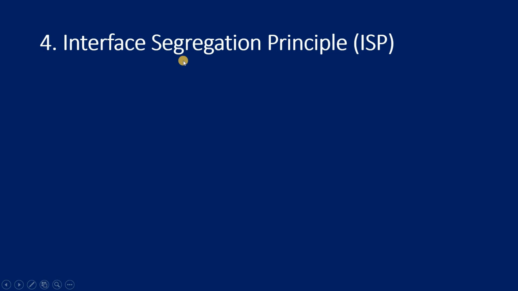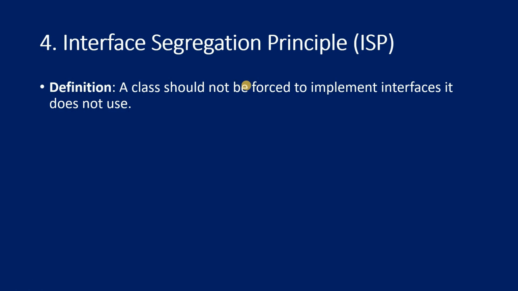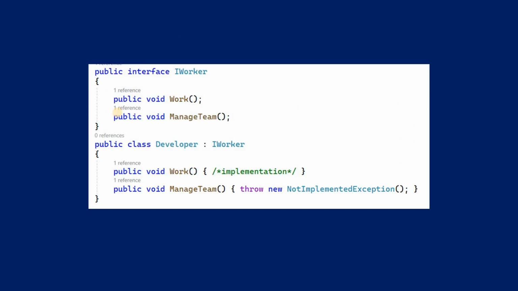As the name suggests, interface segregation, so we have to segregate the interfaces. The definition is very simple: a class should not be forced to implement interfaces it does not use. In such cases, we have to go for the Interface Segregation Principle. So let's understand with this example.